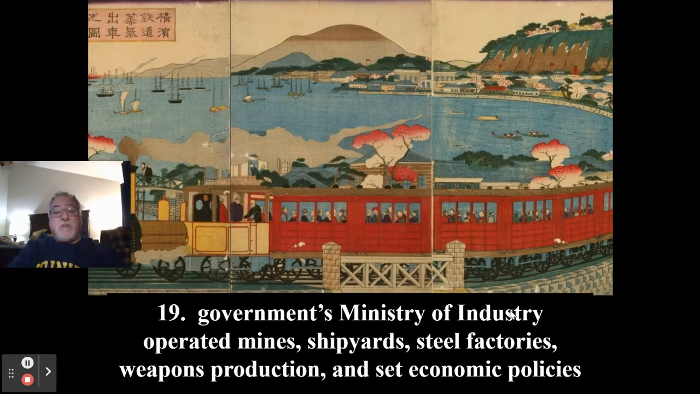The government's Ministry of Industry operated mines, shipyards, and steel factories, weapons production, and they set economic policies. So it appears that Japan initially was not truly a capitalist market, very socialist in that the government's controlling the big things: mines, shipyards, factories, weapons production. At least in this presentation, we're not hearing much about private industry and private investment.